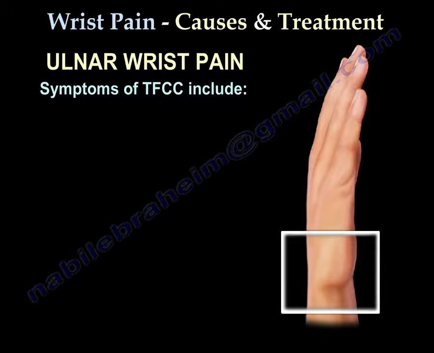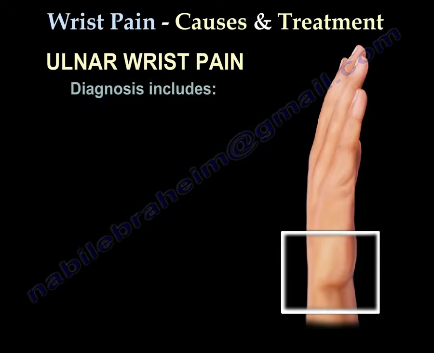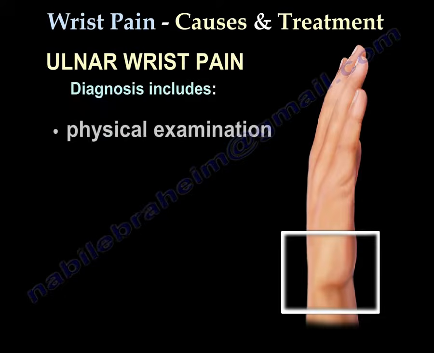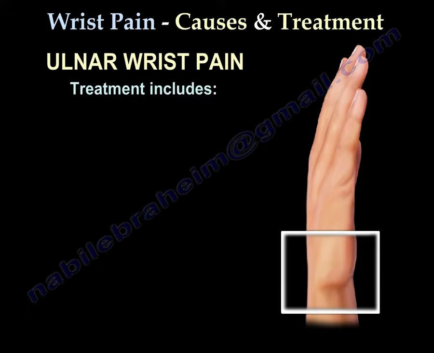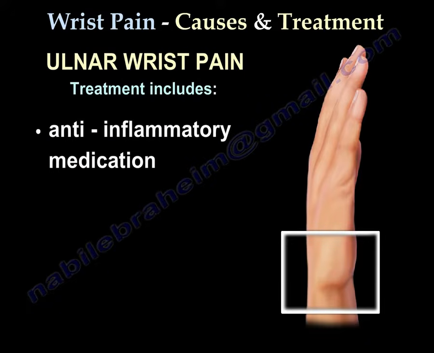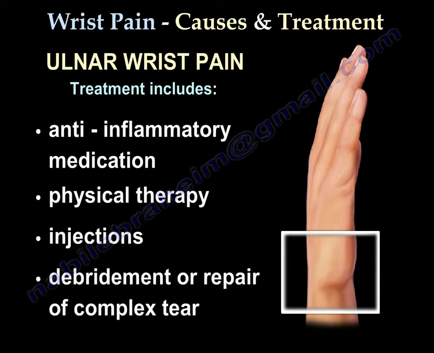Symptoms of a TFCC tear include swelling, clicking, snapping, cracking, and weakness. Diagnosis includes physical examination, MRI, and wrist arthroscopy. Treatment includes anti-inflammatories, physical therapy, injections, and debridement or repair of a complex tear.